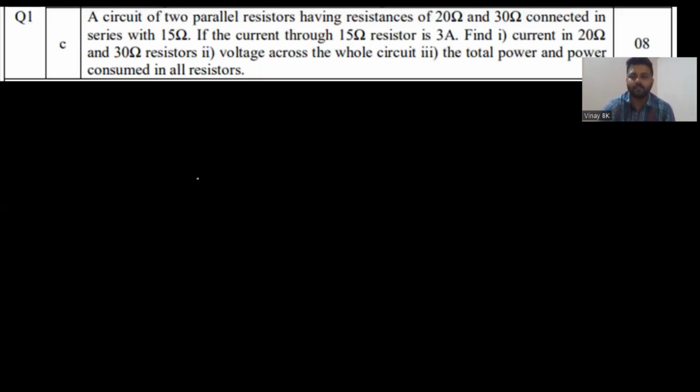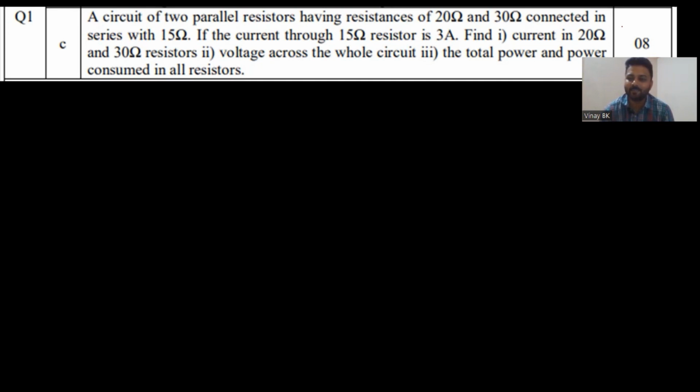Next, a third one. They asked the problem for 8 marks. Many students think problems are very difficult, but actually, for the 2022 scheme, especially for the Introduction to Electrical Engineering subject, they will ask you a simple numerical, so there is nothing to worry about. You can see here they have given a combinational circuit problem.